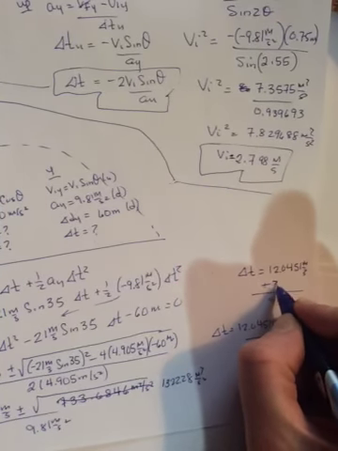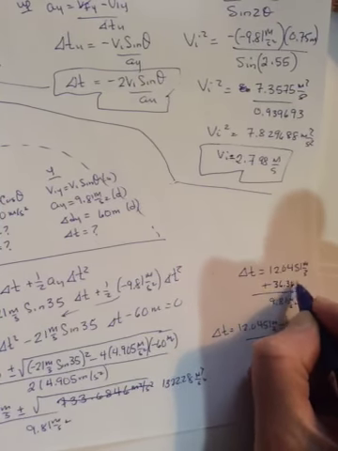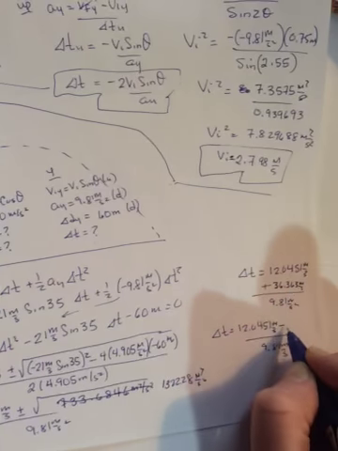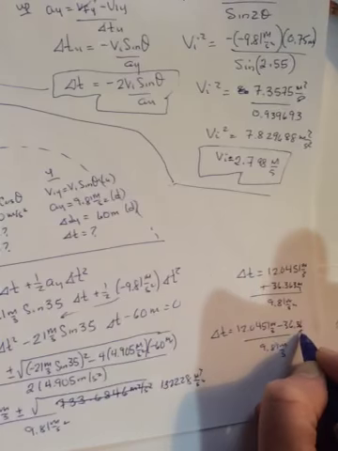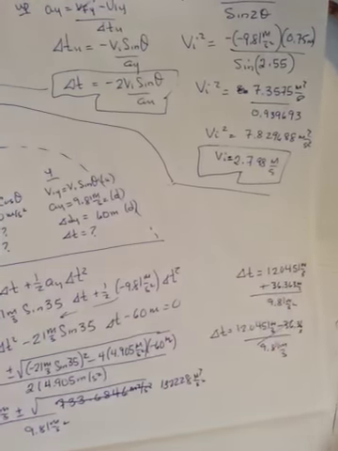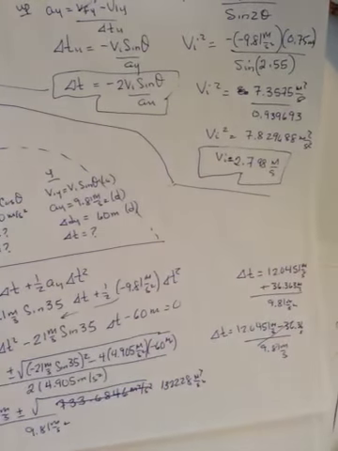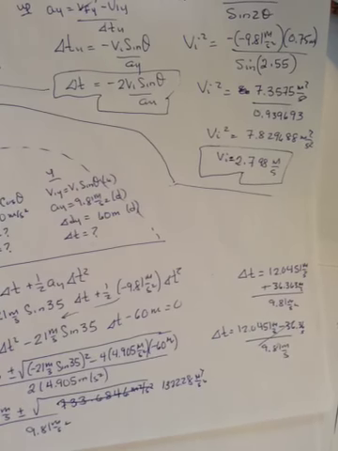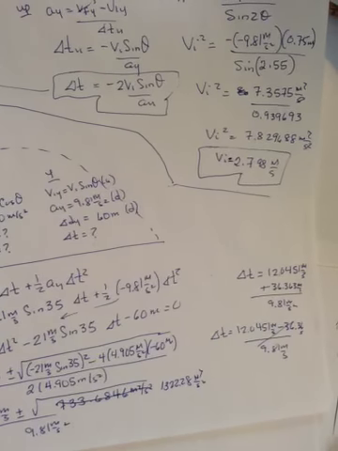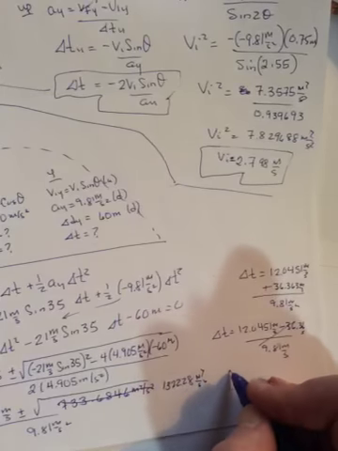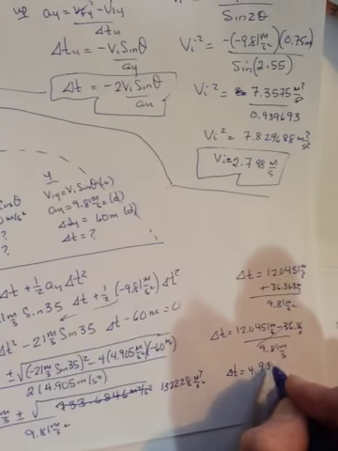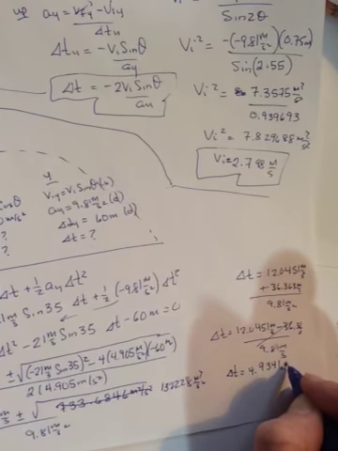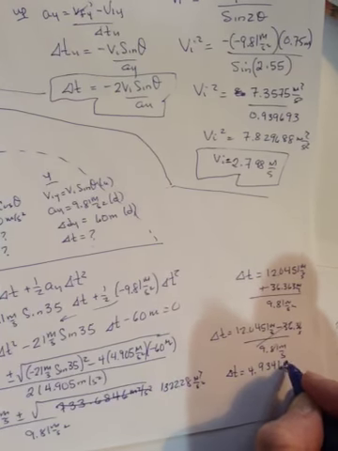36.363. Obviously this one is not going to do it, so this one gets canceled out. We'll use the plus one. So add your 12, divide by 9.81, and you get a time of 4.9346 seconds.